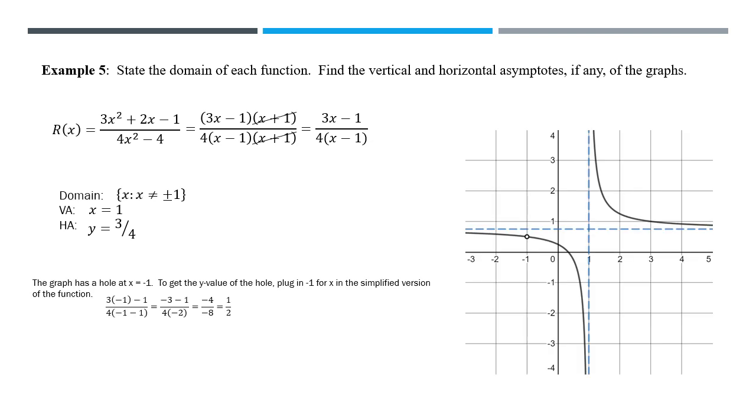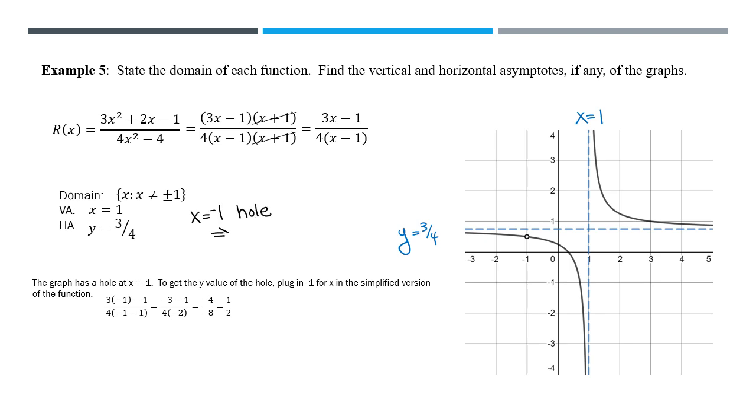Okay, so here's the graph of the function. Again, we're going to be doing this in the next section, but I just wanted to show you here. So I have my vertical line, x is equal to 1. That's my vertical asymptote. Horizontal asymptote, y equals 3/4. And then I knew there was going to be a hole in the graph when x was equal to -1.